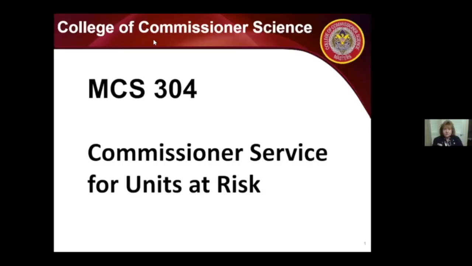This is Commissioner's Service for Units at Risk, MCS 304. I'm Suzette Stockton. I have been involved in scouting since 1989. I have served as a Den leader all the way through and worked on the council for many years. And my favorite of all the things that I've done is serving on the Eagle boards and interviewing the young men for their Eagle Scout rank. And I have met many wonderful young men, and I'm grateful and know that our country is in good hands with that.